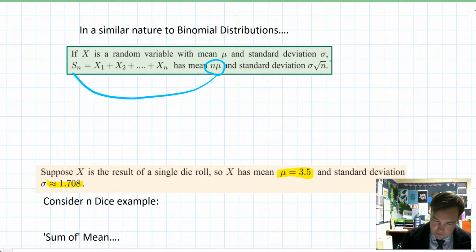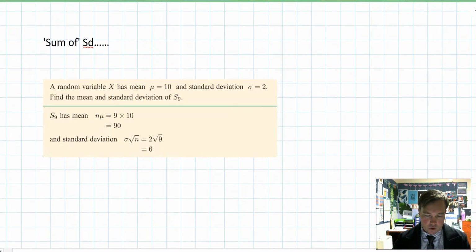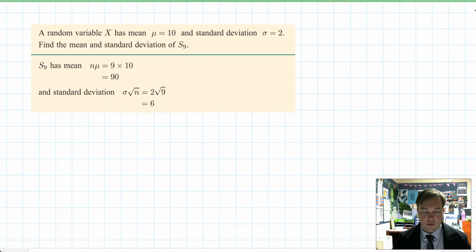Standard deviation is a little more complex. It's the original standard deviation multiplied by root n. And we'll look at why it's root n in investigation in the textbook. It can be seen fairly simply, but it needs a bit of spreadsheet work, which we're not going to do here. Alright, so a very simple example might be a random variable x has mean of 10 and standard deviation of 2. Find mean and standard deviation S9. So that's the sum of 9 of them. Mean, very simply. Standard deviation, also fairly simple.